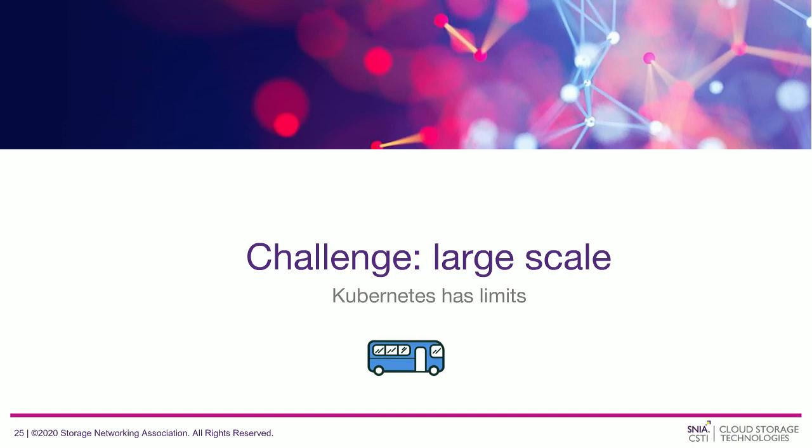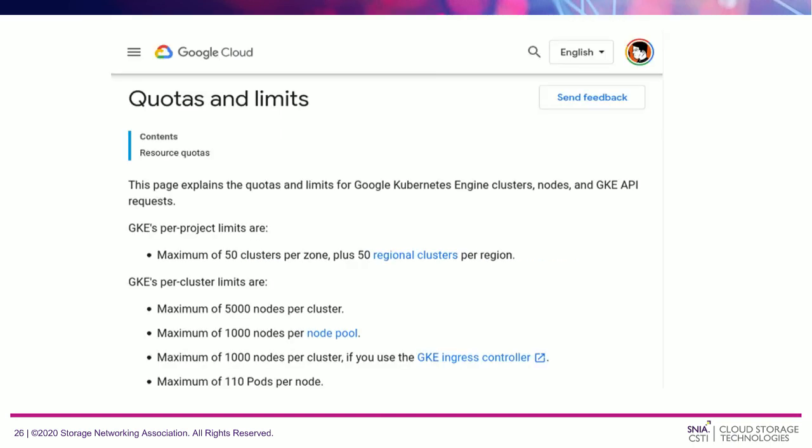So one of the last ones we're going to look at here is large scale. And as much as we would like to say Kubernetes doesn't have limits, everything has limits. And you can see this relatively clearly if you just look at some of the documentation for managed Kubernetes services. This one is Google Cloud's quotas and limits for their own managed Kubernetes service. So you can see things like 110 pods per node. That's essentially 110 deployments.